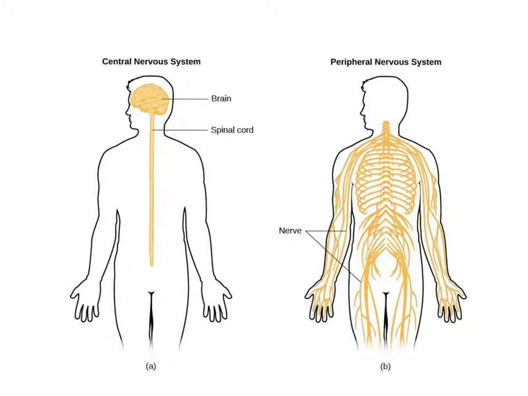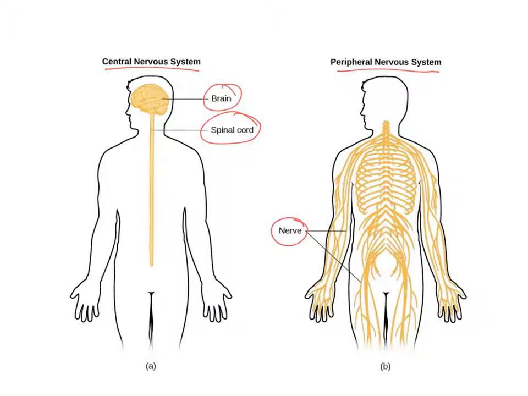Before you study the individual structures of the nervous system, it's important to have a foundation in the basic organization of the nervous system itself. So the nervous system is divided into two broad divisions. The first is the central nervous system, and the second is the peripheral nervous system. The central nervous system consists of two organs, the brain and the spinal cord. Your peripheral nervous system consists of your organs known as nerves.